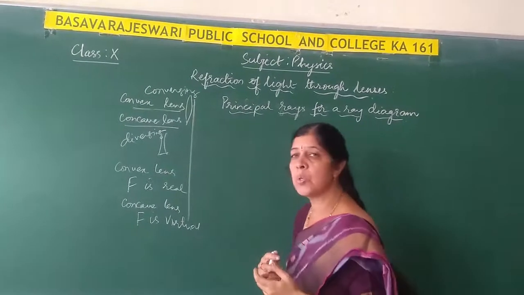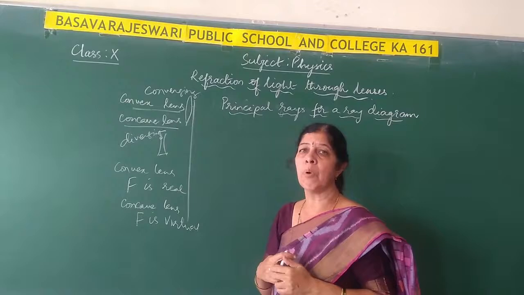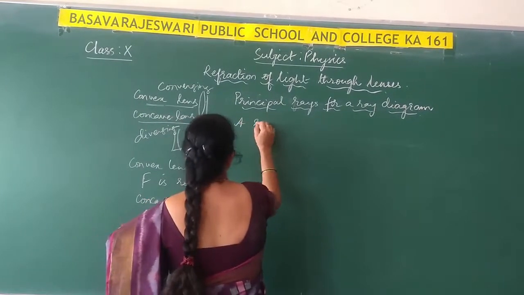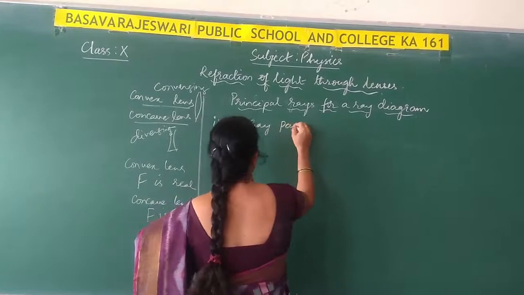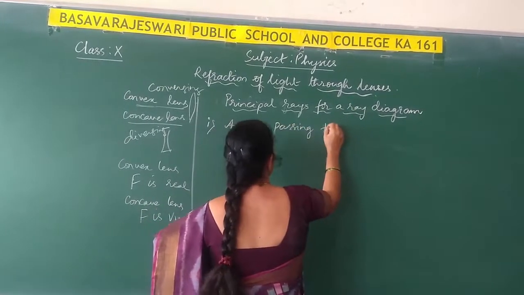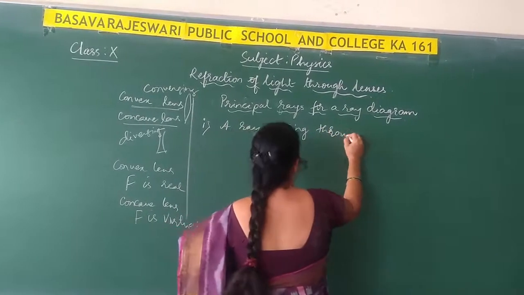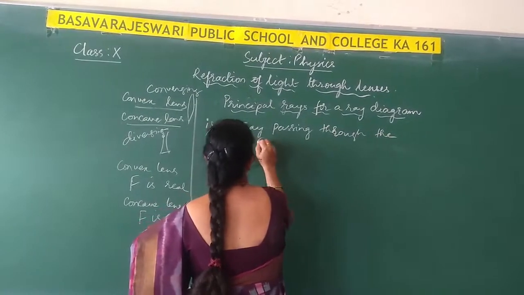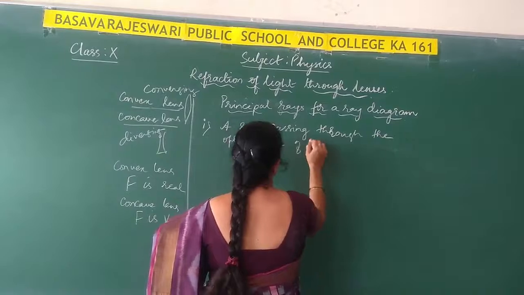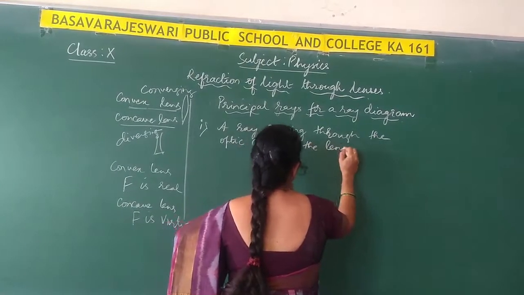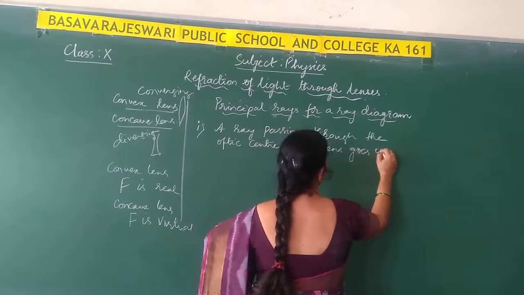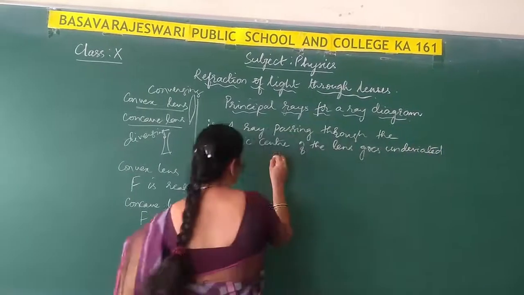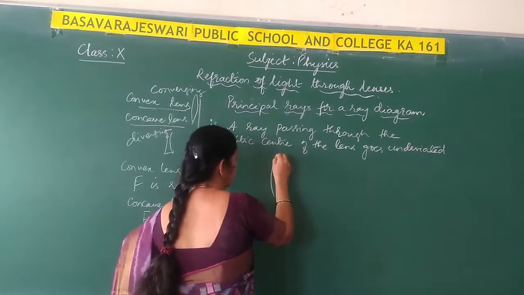Now let us see which are those rays which are very important to us. The first ray which is important to us is a ray passing through the optic center of the lens. It goes undeviated. So this is one ray which you have to remember. I shall show it by means of a ray diagram.